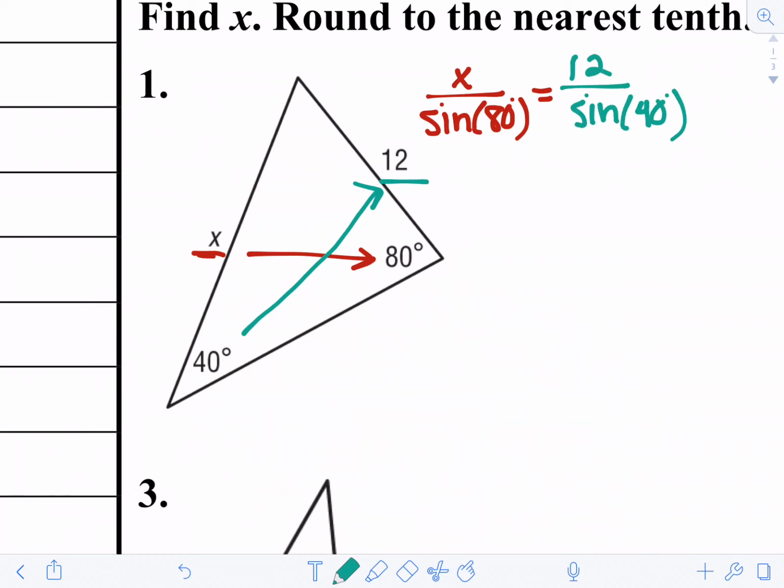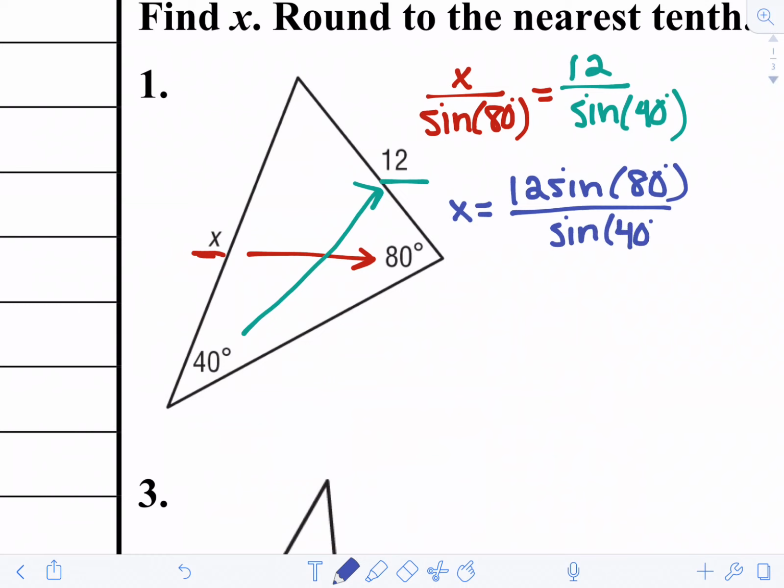And then the only work that you have to show is what the setup would be. So if you know how to cross multiply and what you're going to have to divide by, you can show me that you do 12 sine of 80 divided by sine of 40. That's all the work that I need.